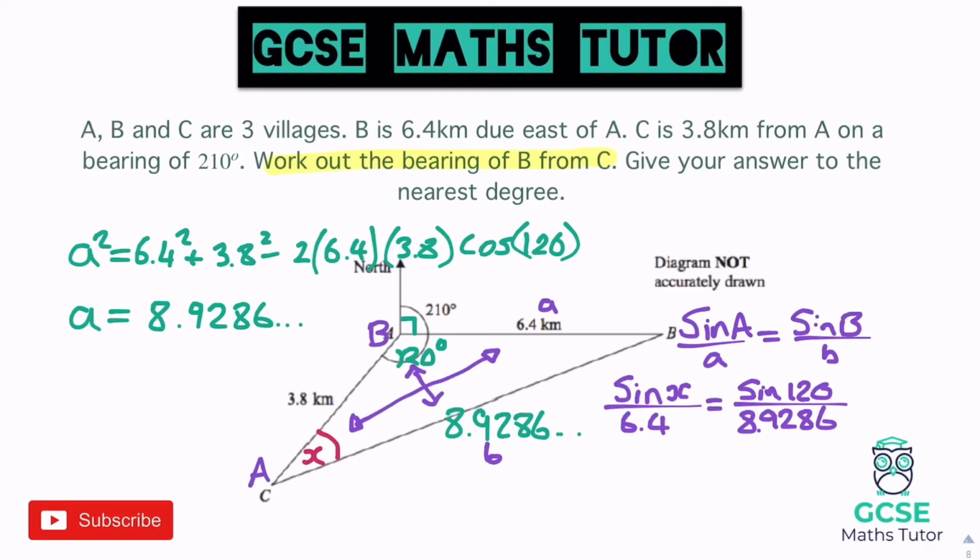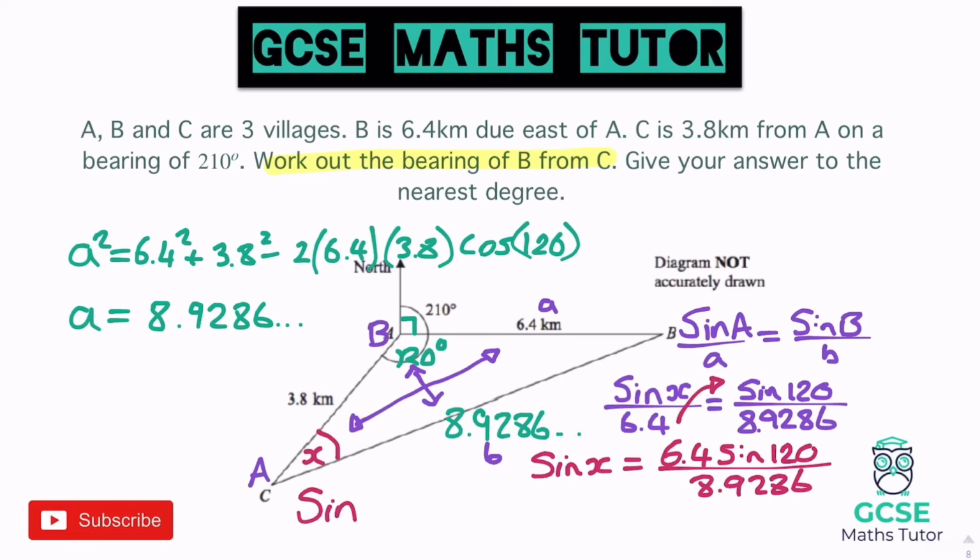Right, so we can rearrange that. We want to times that 6.4 up to the other side, up to the top there. So we'll have sine x equal to 6.4 sine 120 all over 8.9286. Let's work that out using the fraction button. So 6.4 sine 120 all over 8.9286. I probably could have used the answer button just to make sure this is super accurate, but as I've left it to 4 decimal places, it's not going to make much of an impact on my answer here.